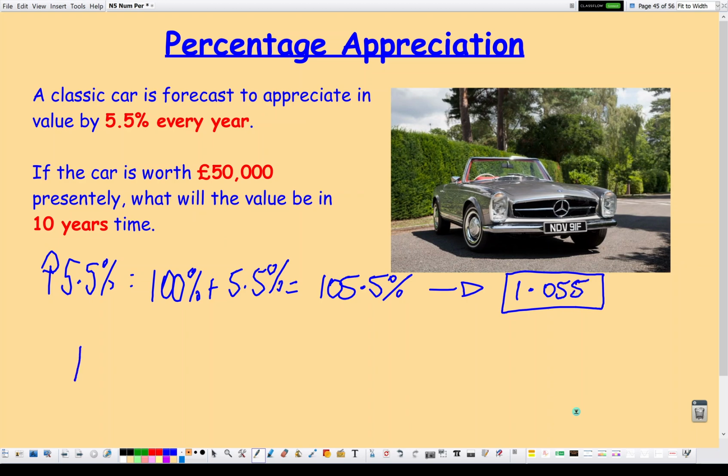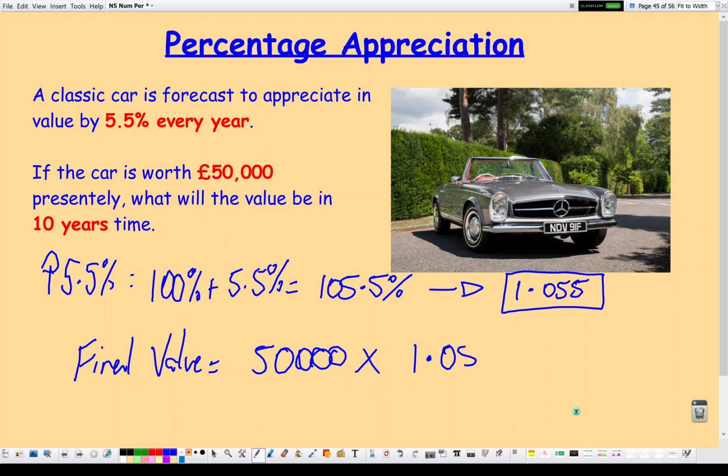So then the final value is quite simply just the original initial value, £50,000, times by the decimal multiplier. How many years am I doing it over? I'm doing it over 10 years, so it's to the power of 10. Again, same as before, just pop that in your calculator.